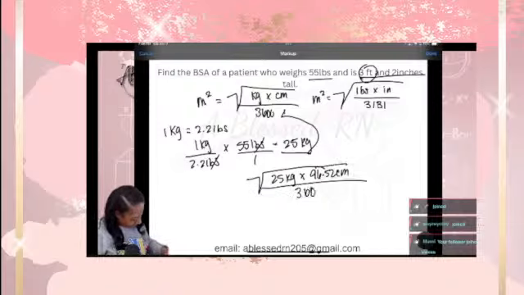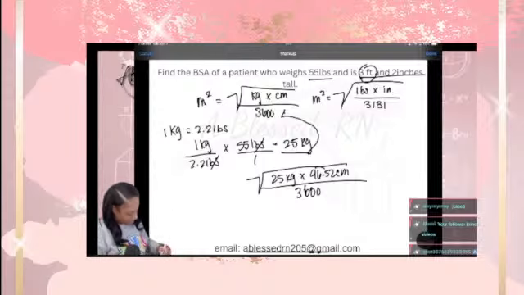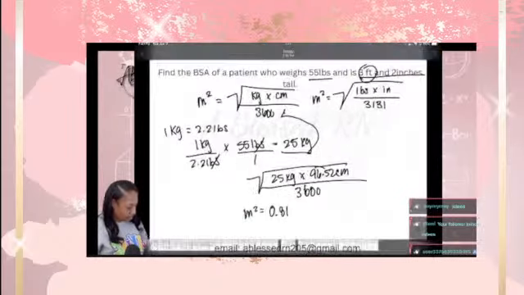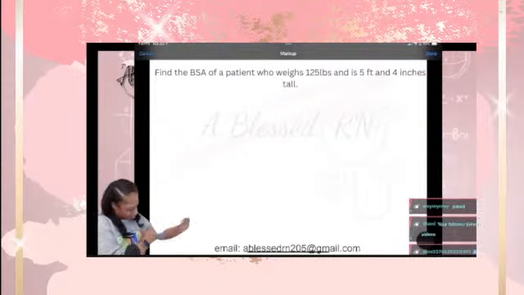And then we'll divide it by 3,600. So we'll do 25 times 96.52 divided by 3,600 equals, and then you hit the square root button. And so our meters squared will be 0.81, okay? That's how you do that. It's as easy as plugging in the formula. The hardest thing is remembering the 3,600 and the 3,131. I've got one more so we can practice that again just in case, because a lot of people don't do BSA or haven't seen BSA.